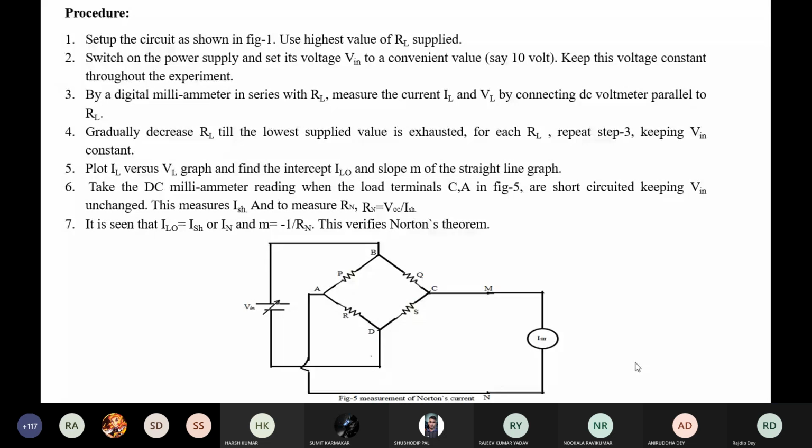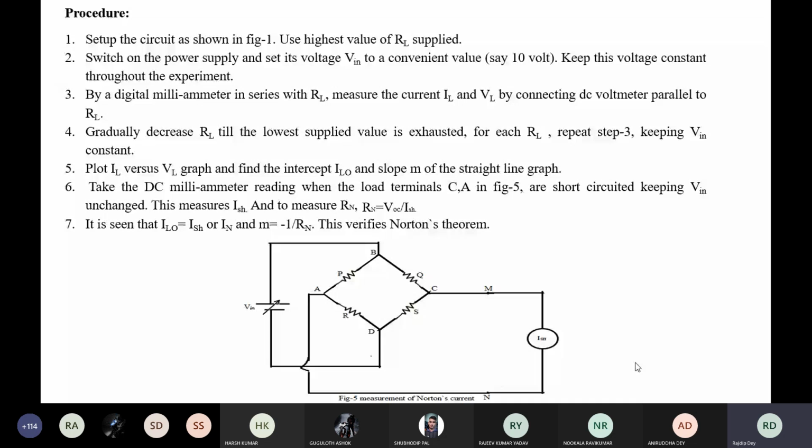Sir, if somebody has already written the procedure, is it acceptable? It is acceptable. No problem. If you have already written the procedure, that is okay. But there is no need.